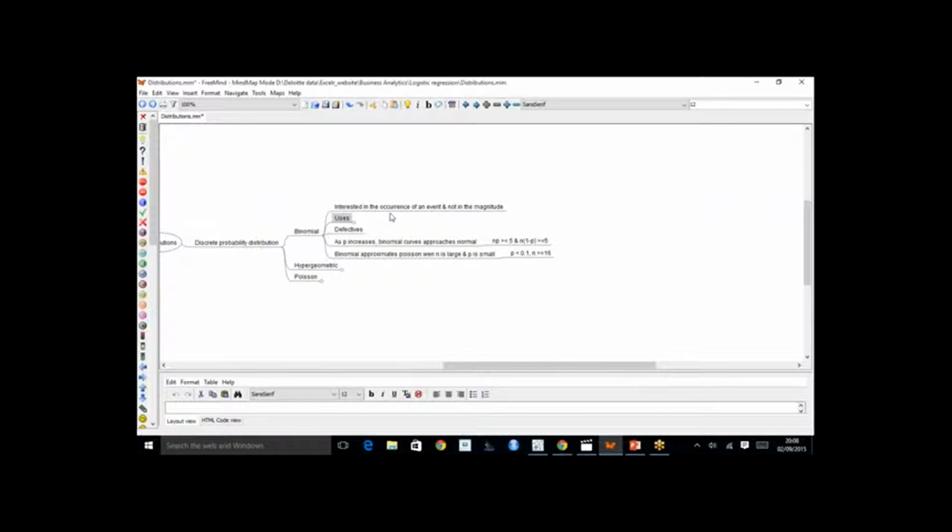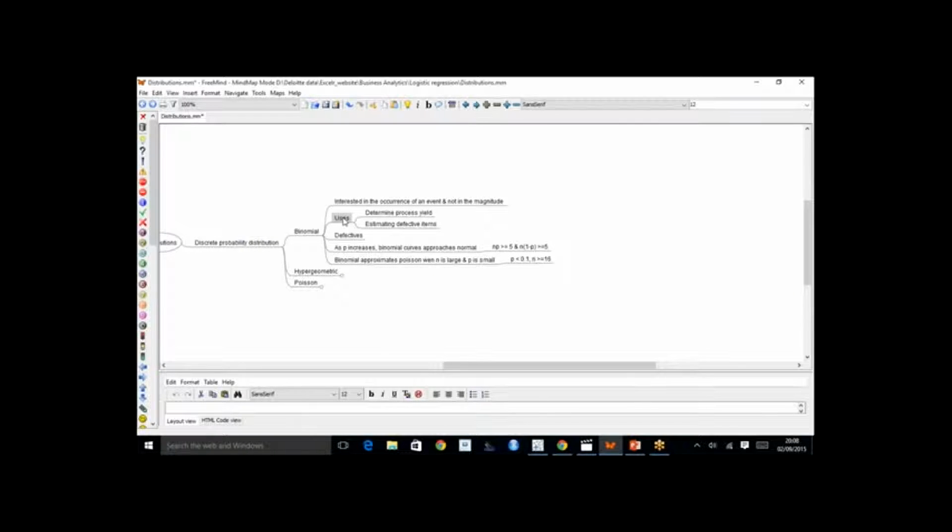If we are interested in the occurrence of an event, whether an event is going to occur or not, and not in its magnitude, under such circumstances we use binomial distribution. What are the two primary uses of binomial distribution? There are multiple uses, of course. One is it will help you determine the process yield. You can think about yield as productivity. It will also help you estimate the defective items.